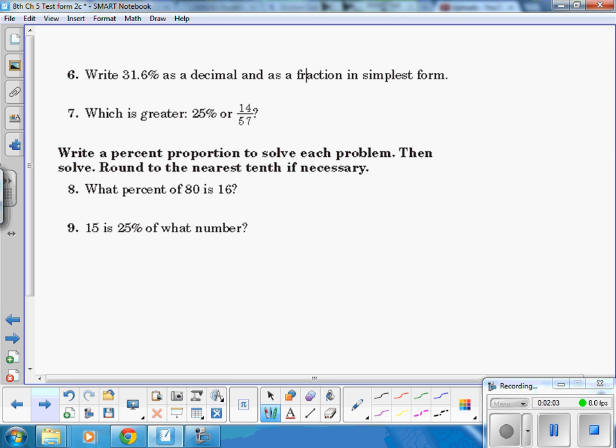Number 6, write 31.6% as a decimal and as a fraction in simplest form. First of all, to write it as a decimal, I am going to divide by 100 or move the decimal point 2 places to the left, 0.316. Now to write it as a fraction, one of the ways is to write 31.6 over 100.